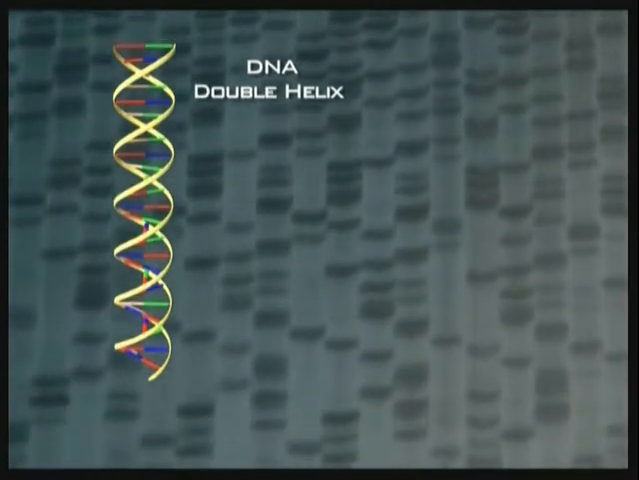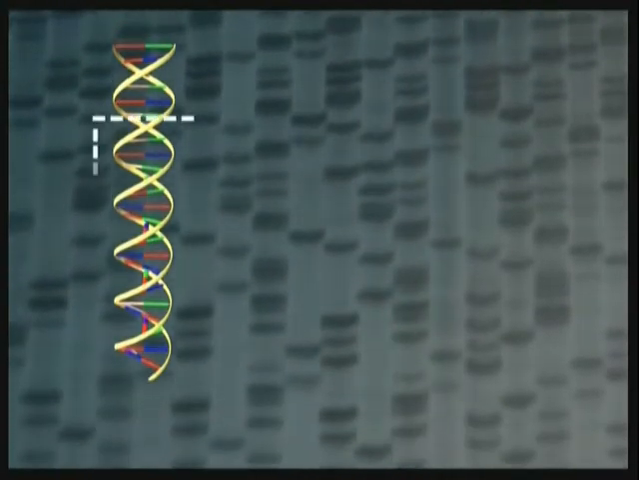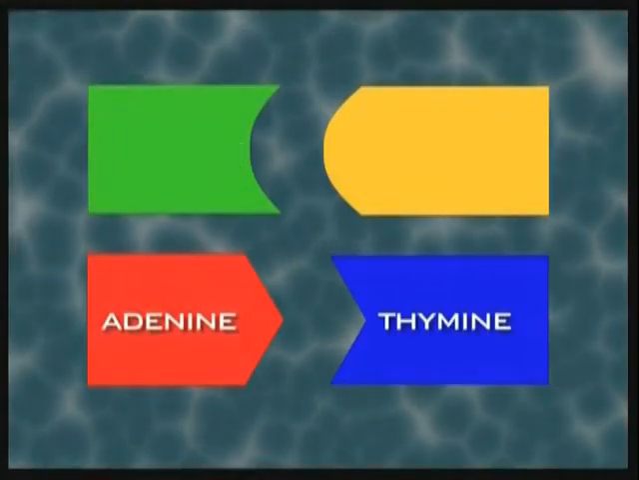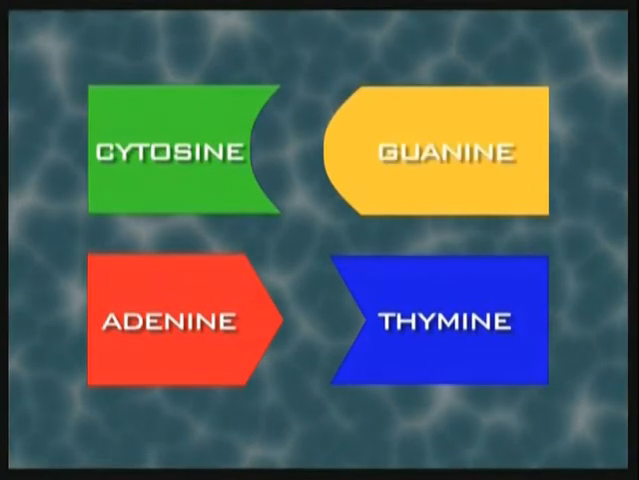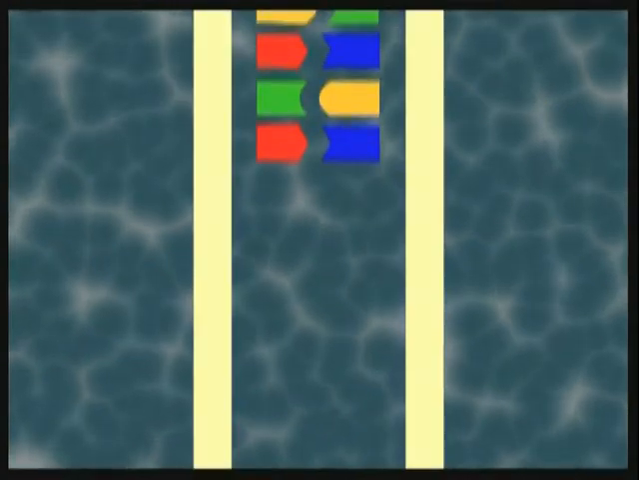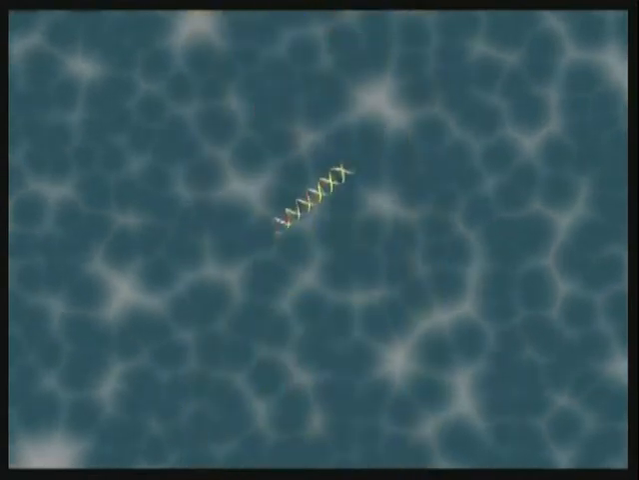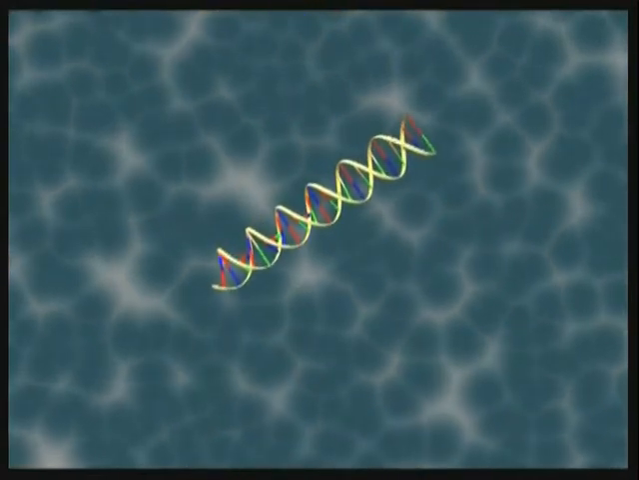It's structured like a ladder. The rungs of the ladder are the 4 nucleotides. They link together like this. Adenine links to thymine, cytosine links to guanine. These base pairs line up in a specific order. It's this order that determines which protein the gene codes for.